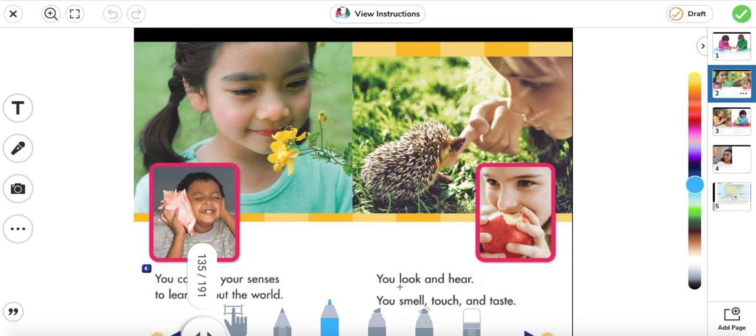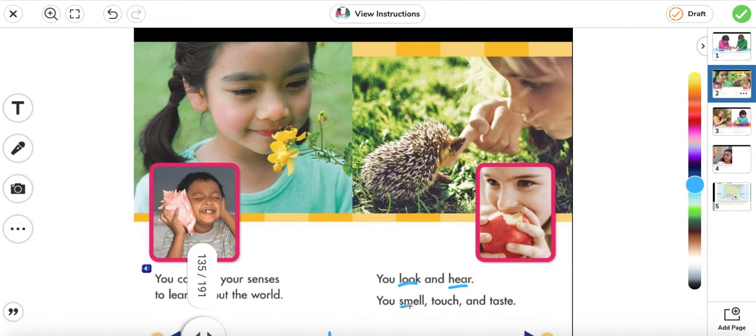So the first sense they talk about is looking. So we can look at things. We can look at the flower, we can look at the shell, at the apple, and the animal. Hear, what can we hear? Here it shows a picture of the boy putting a big shell next to his ear. So he's listening to see what he hears.